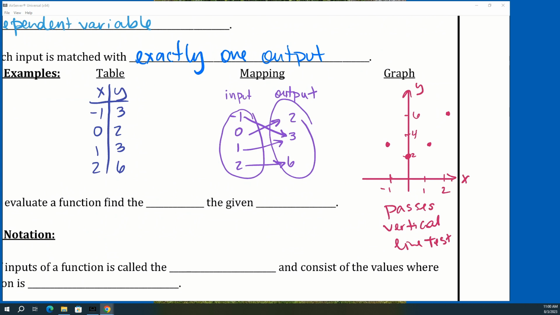As long as the function passes the vertical line test, nice function. This one I just went ahead and graphed as ordered pairs. We could connect them if we want to, we don't really know.